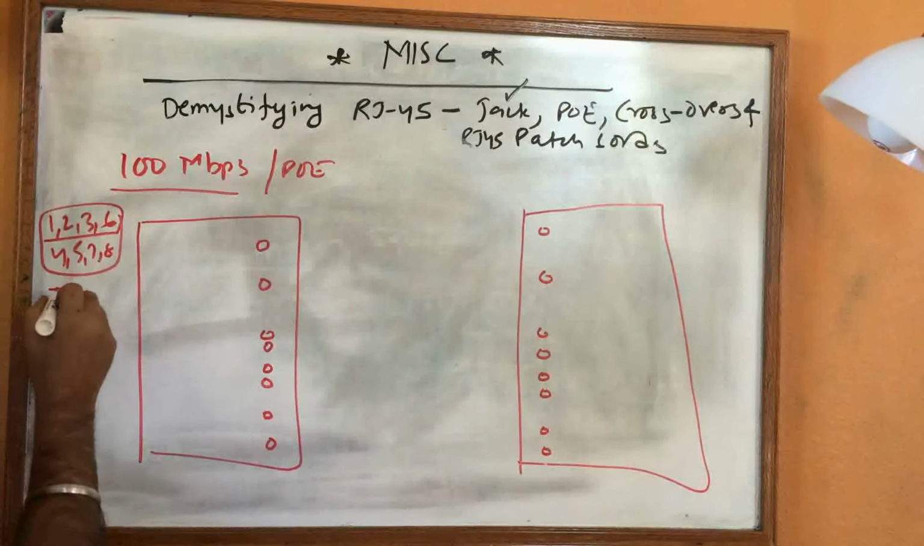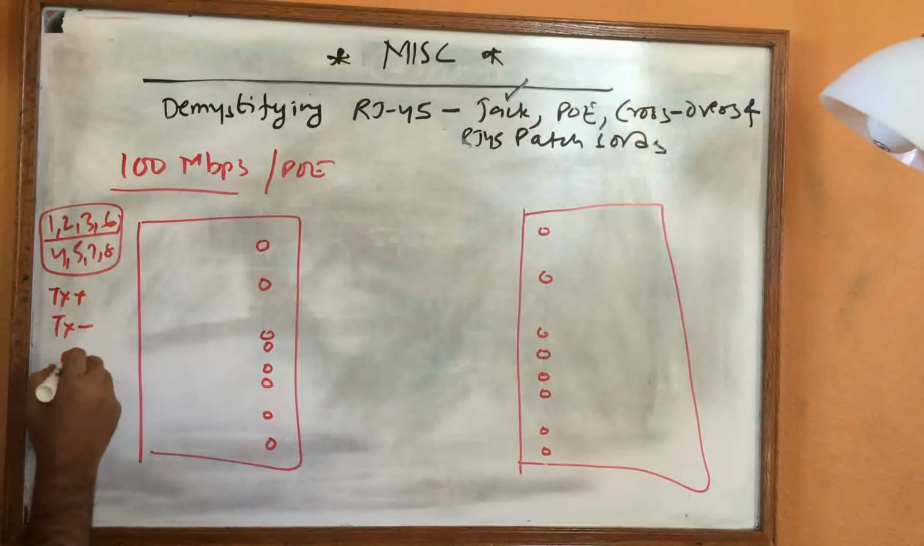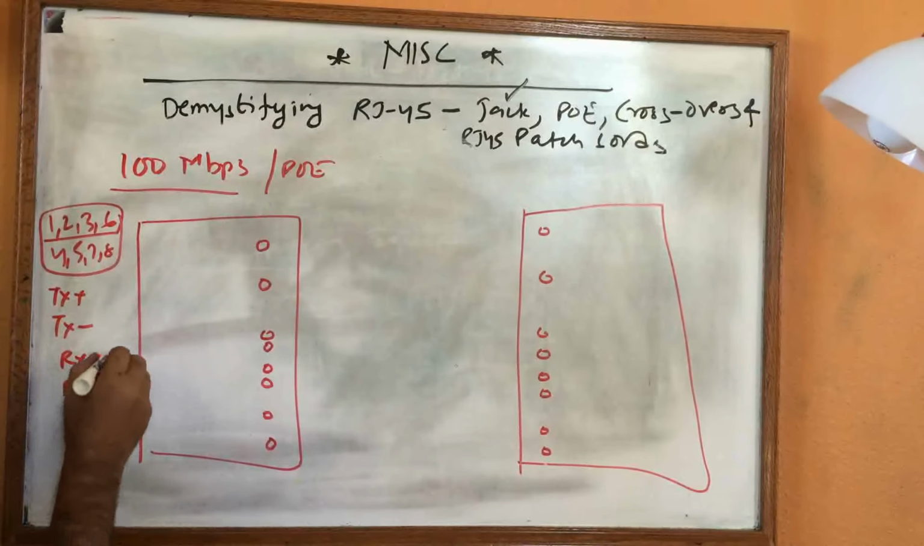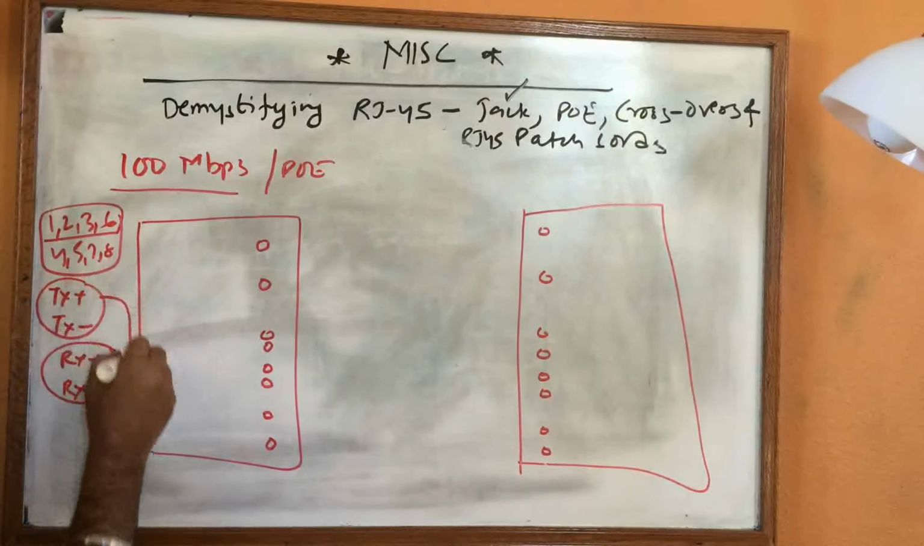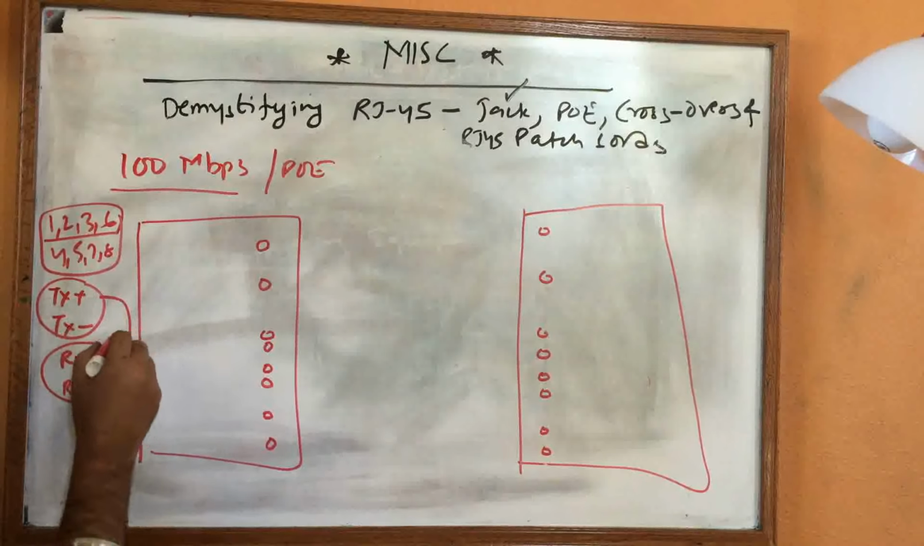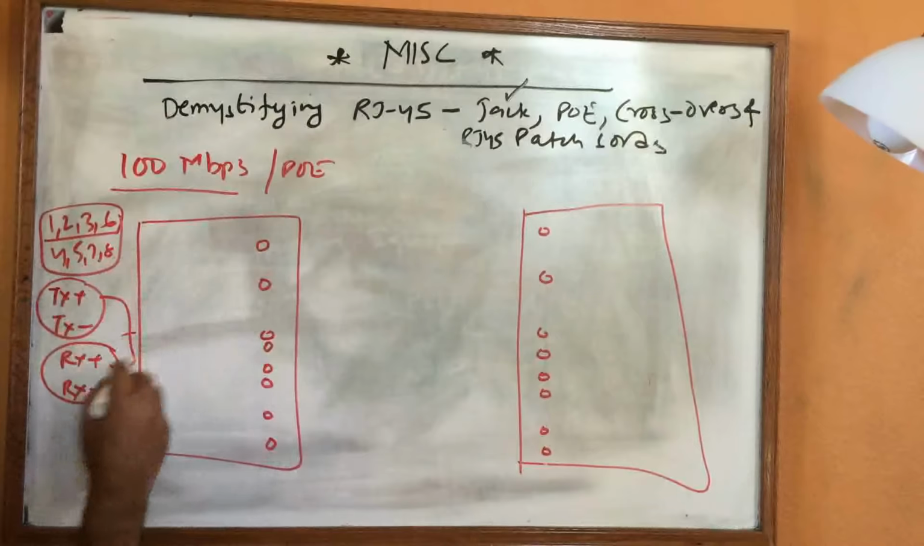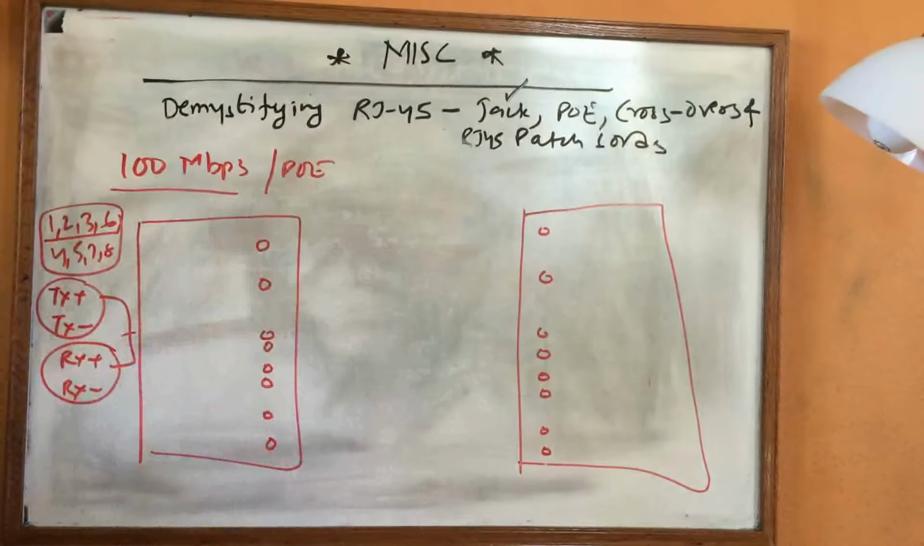There is a configuration called TX plus, TX minus, and this is RX plus and RX minus. It's very important for you guys to understand, because these are the 4 wires we are going to use here to transmit the data, and the remaining 4 wires we are going to use to transfer the PoE over the link.